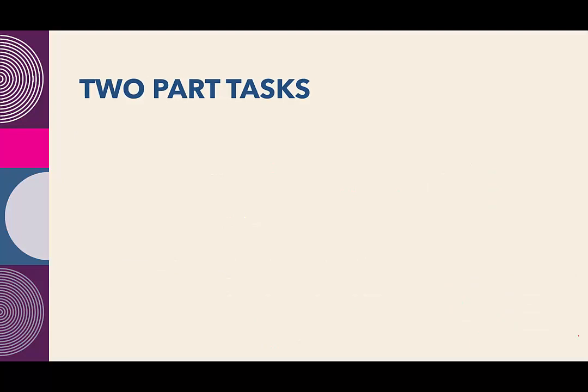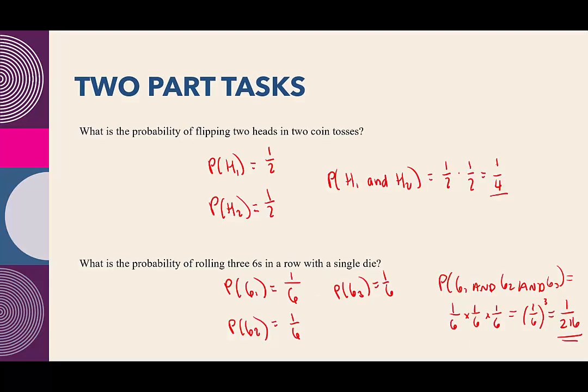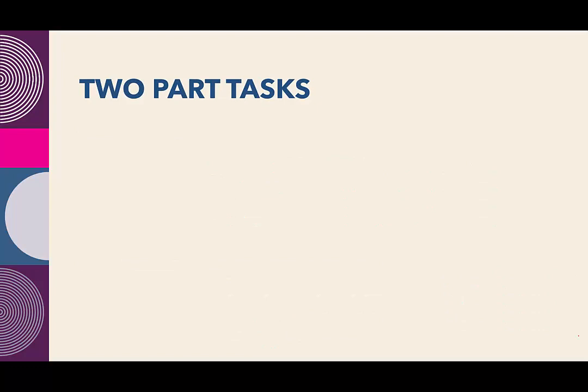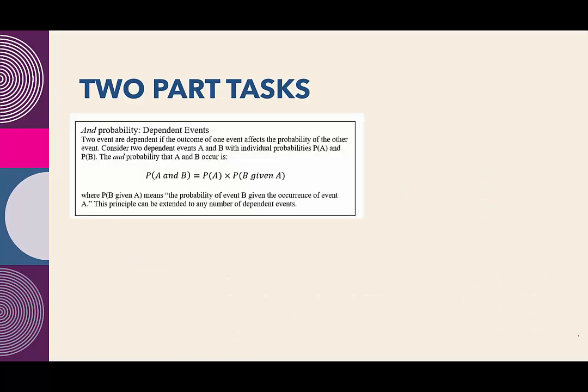A little more with two-part tasks. Those were independent events. Again, whatever happened on that first roll does not affect what happens on the second roll, which does not affect what happens on the third roll. Let's talk about when there is dependence and probabilities with dependent events.